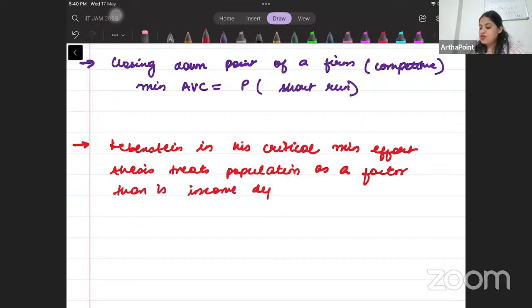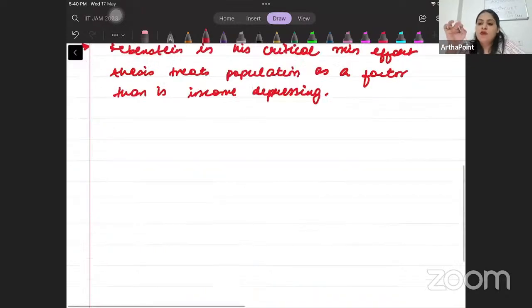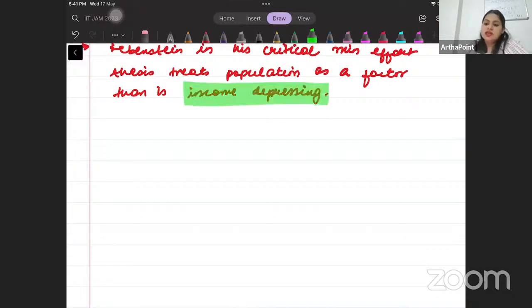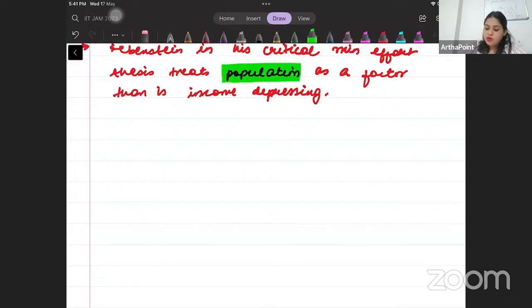So ये चीज important है. So a question like this will come. Which of the following does Livingston consider? Which factor does he consider as income depressing? किस चीज की वजह से income depress हो सकती है, income गिर सकती है? Which of the following factors does he consider to be income depressing? And then you will write down the answer as population. Okay.